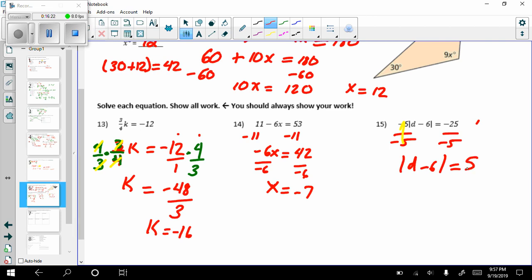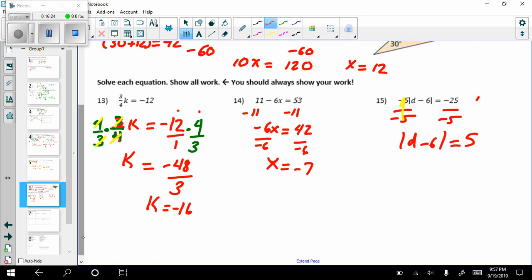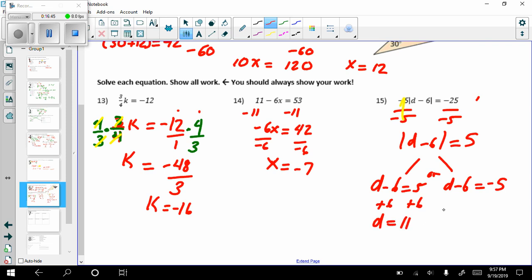This is solvable. So one equation becomes 2. This is where a lot of people only got one part of it. We have d minus 6 equals 5, or d minus 6 equals negative 5. We solve each one. So this is plus 6, d equals 11.